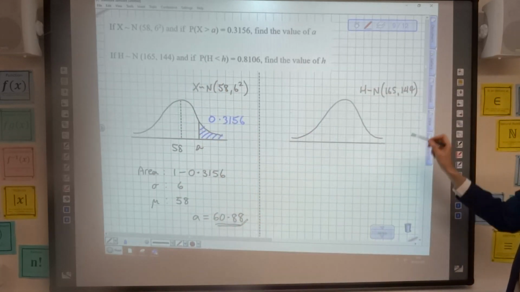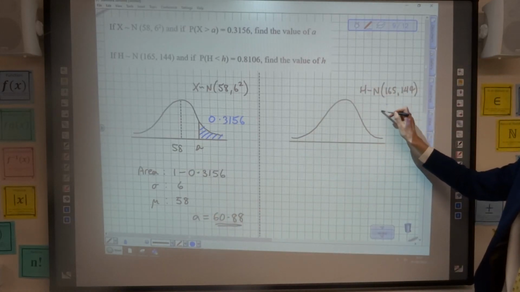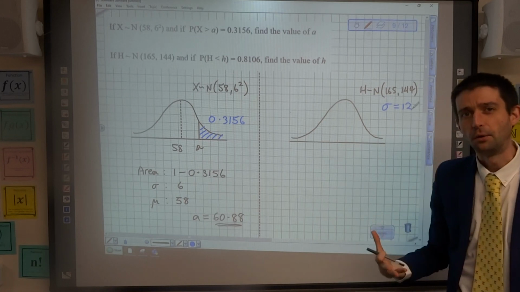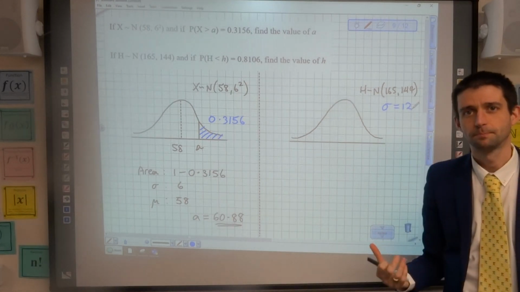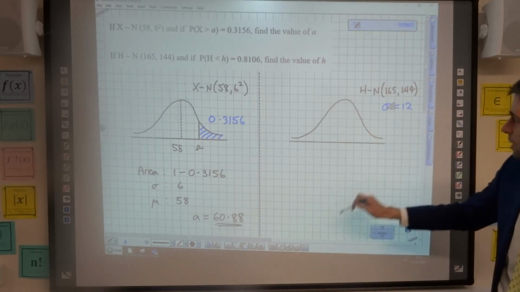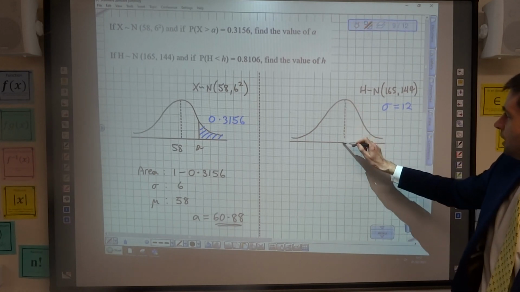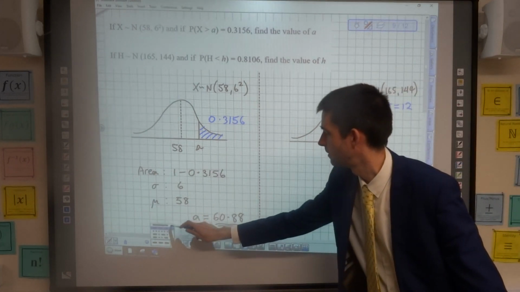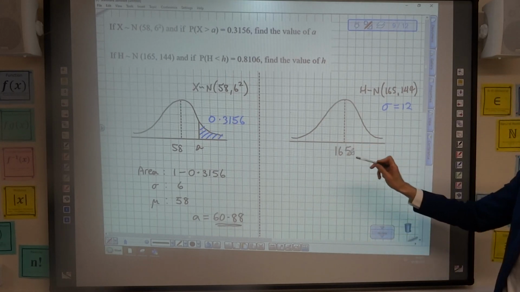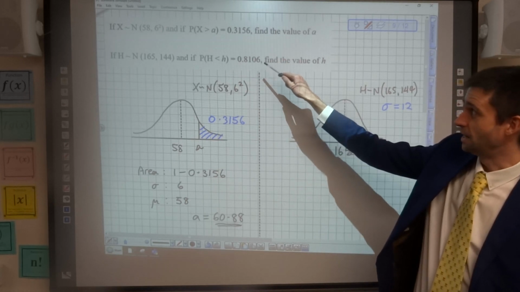So very important to note, and I'll jot that over here, that the standard deviation of this distribution here is 12, not 144. That's the variance, which is the standard deviation squared. Okay, so again, I'll put in my line for the mean in the middle, which in this case is at 165. And I'm being told that the probability that H is less than a value is 0.8106.